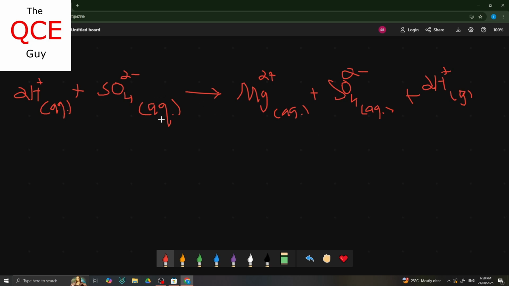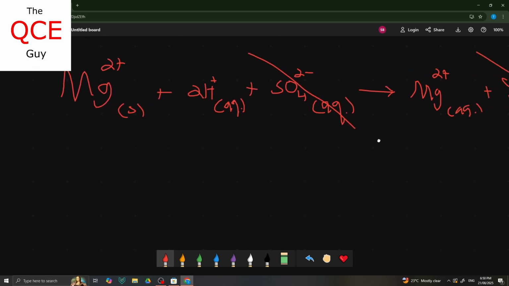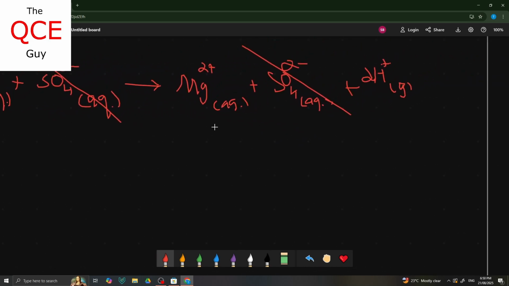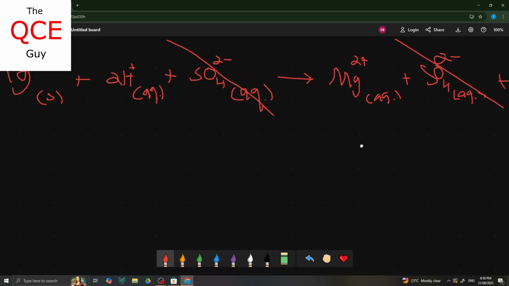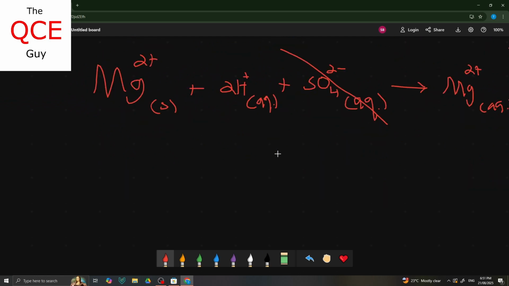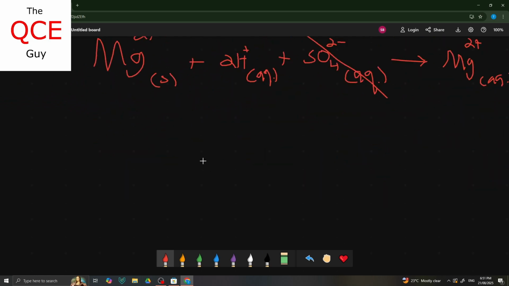But sulfate 2- is aqueous, sulfate 2- aqueous. So we don't need to include our sulfate. So our ionic equation now would just be Mg2+ plus 2H yields Mg2+ plus 2H, but obviously change the states. And there you go, that's how you do the ionic equations.